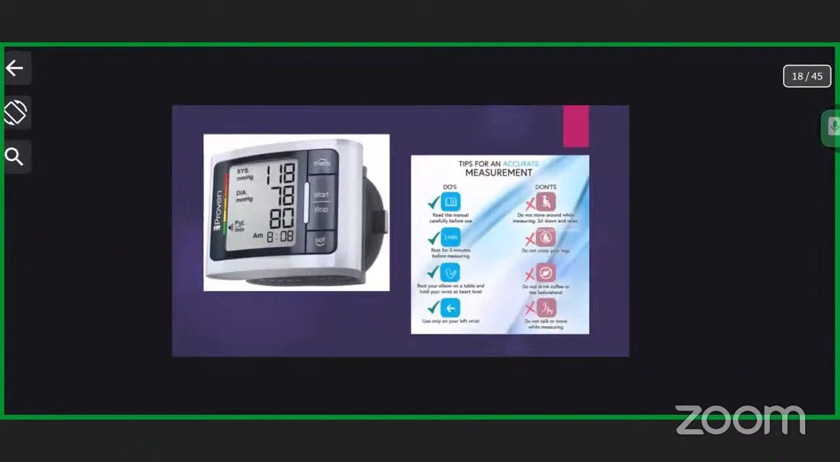Well, we have some tips to consider, just extra information for catching vocabulary. But I think it's interesting to talk about it. Of course, we have to read the manual. The patient has to rest for 3 minutes before the measuring. Then the patient has to rest the elbow on the table and hold the wrist at heart level. We all know about it, the same as the sphygmomanometer, the manual one. And use it only on your left wrist.